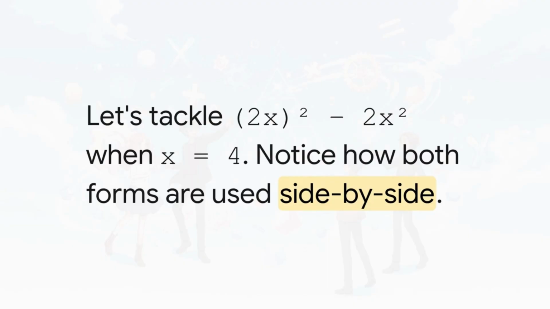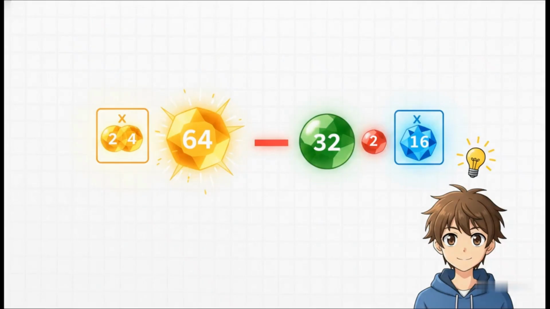For our final problem, we're going to tackle an expression that uses both of these forms right next to each other. Let's evaluate (2x) squared minus 2x squared when x equals 4. Okay, let's get to it. First, we plug in 4 for x. Now let's handle the left side, the one with parentheses. We have to do the inside part first. 2 times 4 is 8. Then we square it.